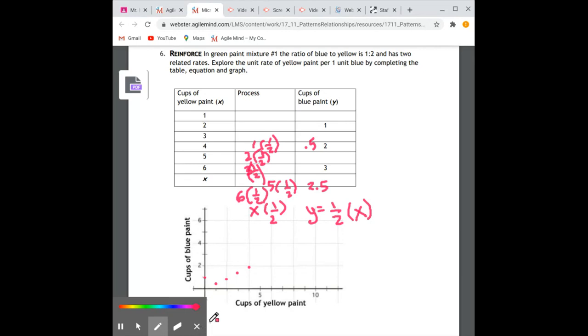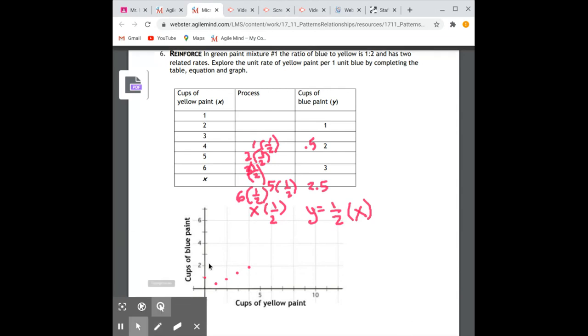It's proportional, all right? And since it's a proportional relationship, what is our constant of proportionality? It's 1/2, because we take 1/2 and multiply it by x to get our y. Perfect job.